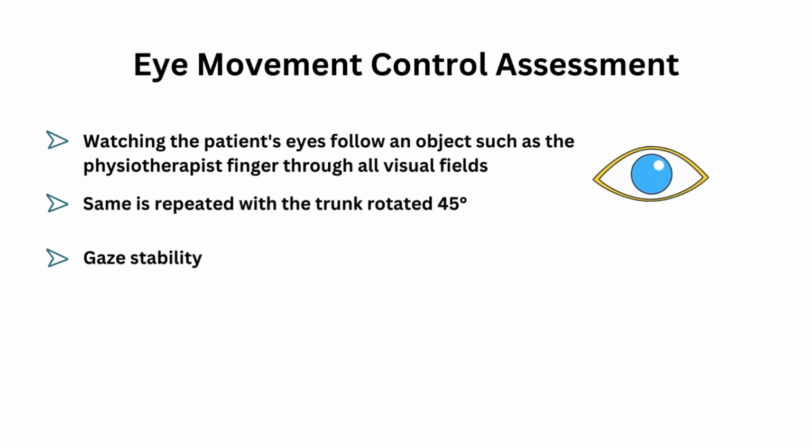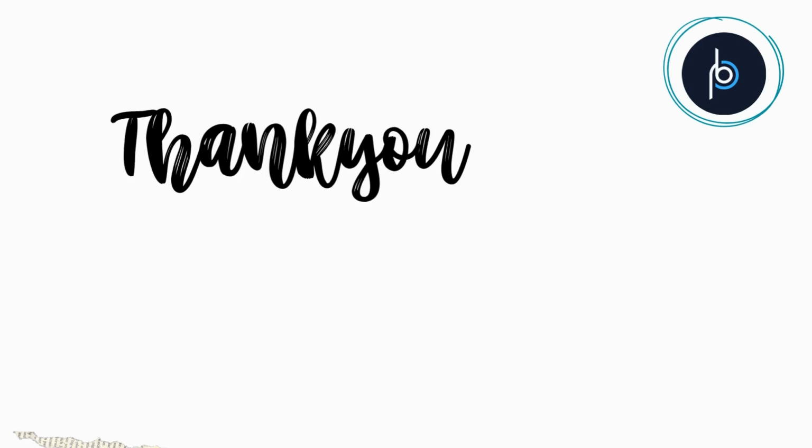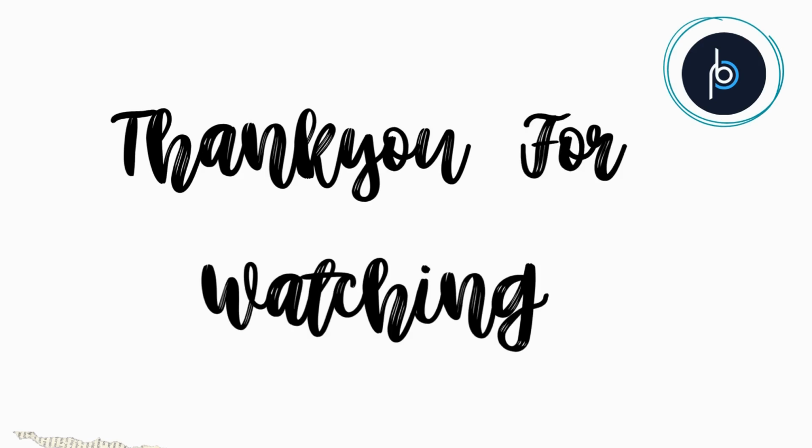Gaze stability can be assessed through saccadic movements, that is, alternating gaze quickly between two targets, and eye-head coordination, a combination of looking to a target followed by moving the head to the same target.